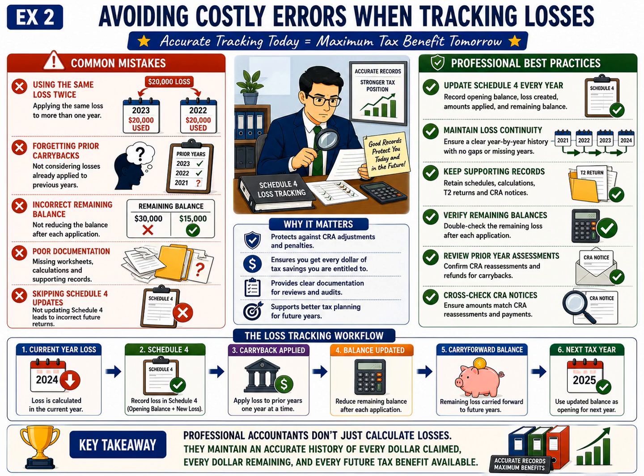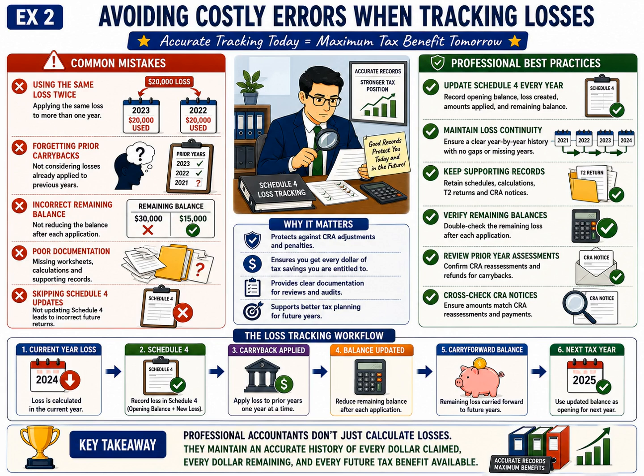Another common error is forgetting about previous carrybacks. A corporation may have already applied part of its loss to earlier taxation years and received tax refunds from the CRA. If those prior applications are overlooked, future tax returns may incorrectly assume that the full loss is still available. This leads to inaccurate loss balances and possible reassessments.